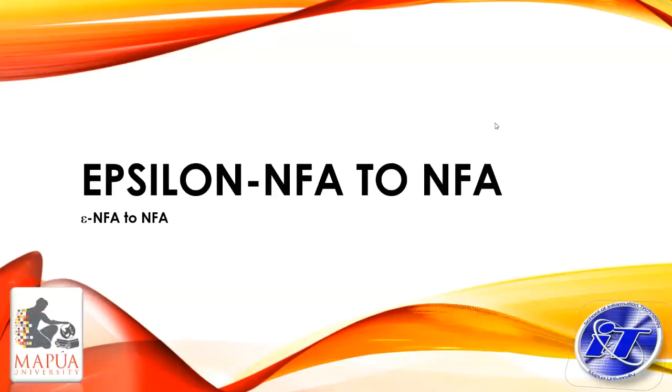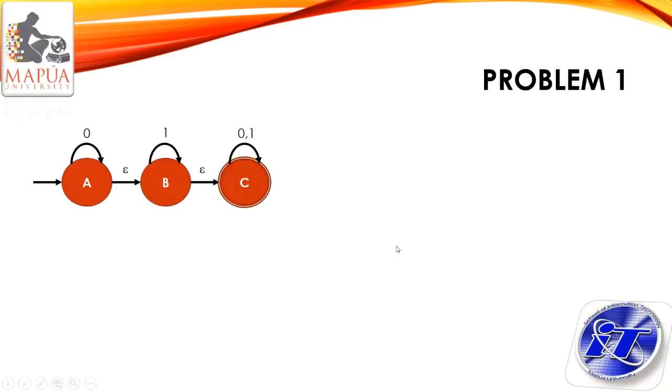In this video lecture, we're going to discuss epsilon NFA to NFA. So let's consider this example. We have three states. A is the initial state, C is the final state, B is a non-final state. Between A and B, we have an epsilon transition. Between B and C, we also have an epsilon transition.